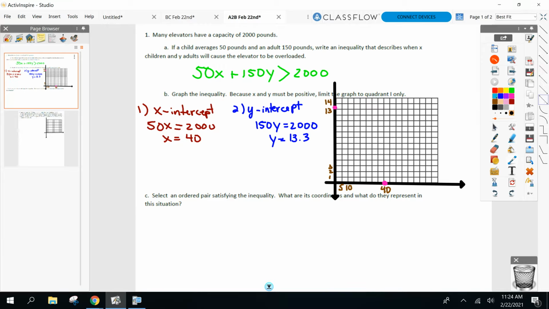If you remember a couple weeks ago, what type of line should I graph? Dotted. Dotted, dashed, however you call it. Yep, because it doesn't have the "or equal to." No "or equal to" means I get a dashed line. So let's line up our straight edge. You can draw it right through the points. You can just connect the points as long as it's a dash. That's what I'm looking for.